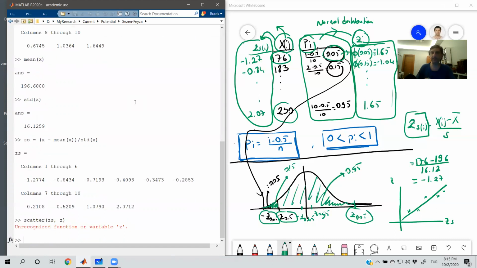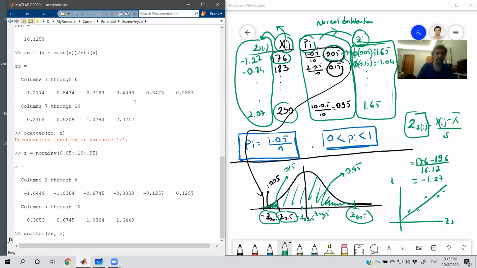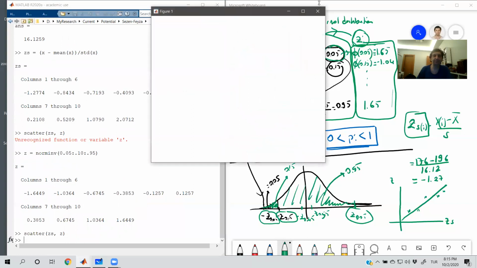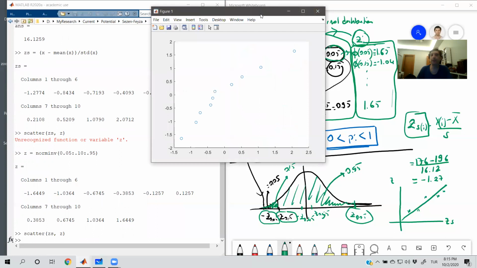Oh, we haven't calculated the Z values yet, so let's calculate them. They are equal to norminv of 0.05 to 0.10 to 0.95. All right, now let's plot it. All right, this is what we obtain here.